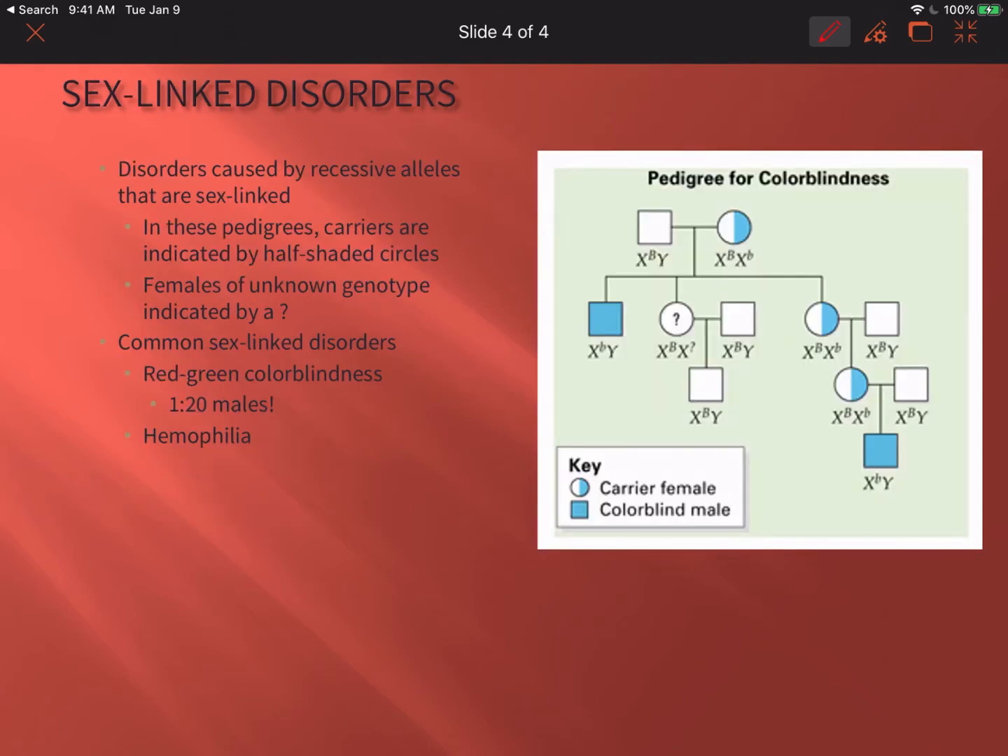And then last, there are sex-linked disorders. And so these are disorders caused by recessive alleles. And so if we look at this pedigree on the right-hand side here, so remember back to when I first mentioned pedigrees, a couple things you need to know is that the squares represent males, the circles represent females. If you're affected, you have a fully colored in shape. If you're a carrier, you have a half colored in shape. And if you're unaffected, then you have essentially an empty shape.